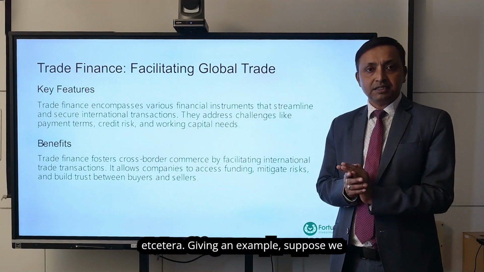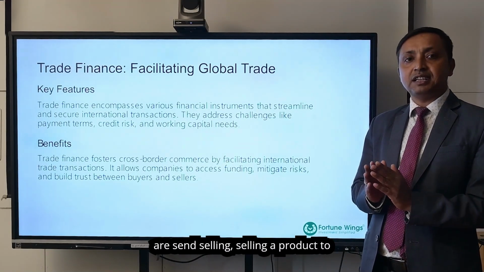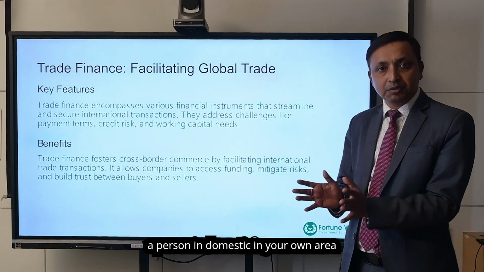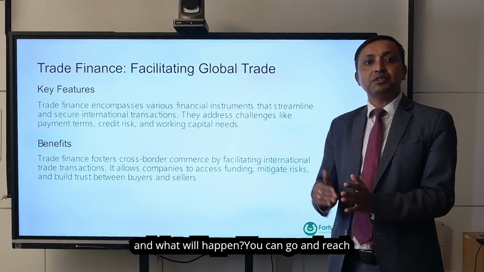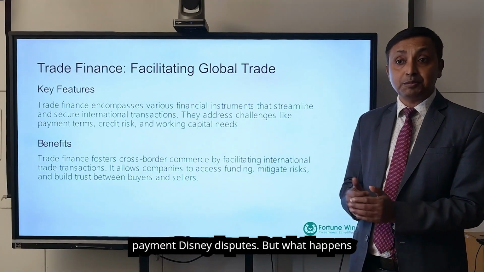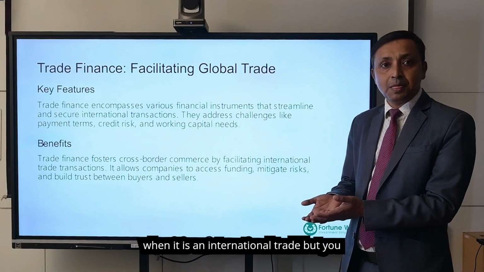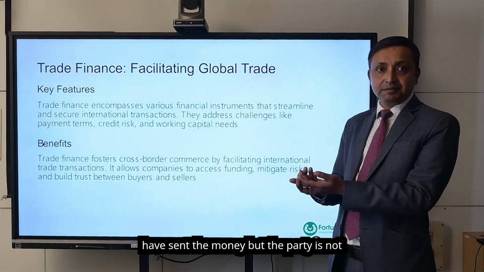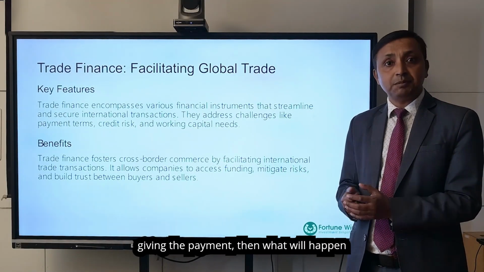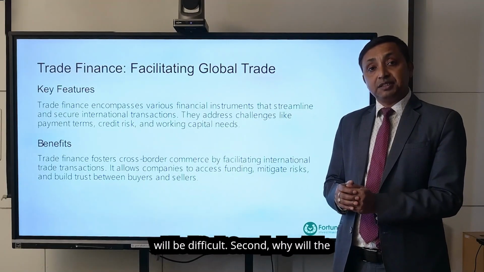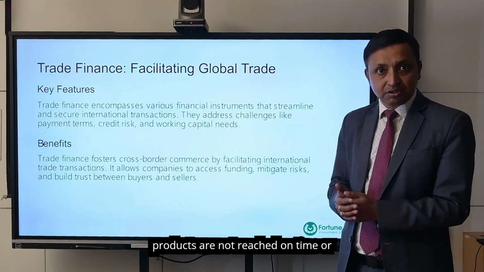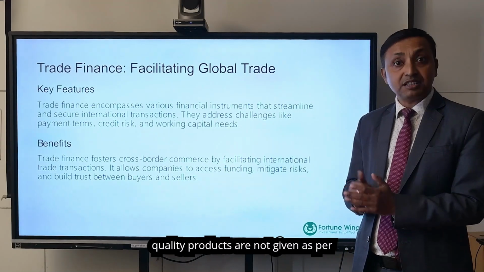Giving an example, suppose we are selling a product to a person domestically in your own area. Then what will happen? You can go and reach there immediately for collecting the payment, or for any disputes. But what happens when it's an international trade? You have sent the goods, but the party is not giving the payment. Then what will happen? It will be difficult. Second, why will the party give you advance payment if the products do not reach on time or quality products are not given as per commitment?